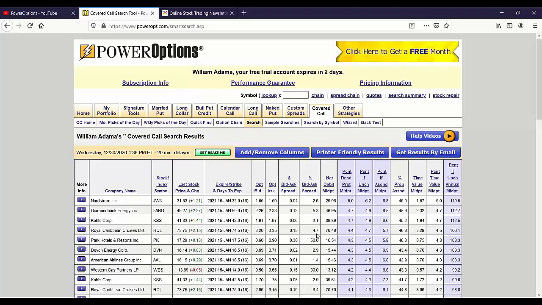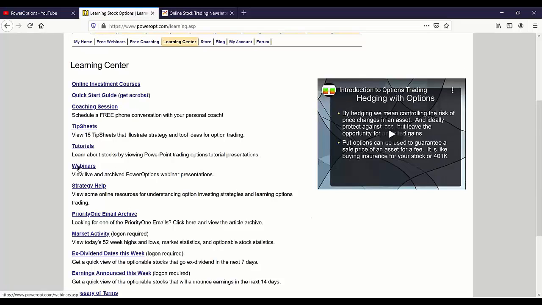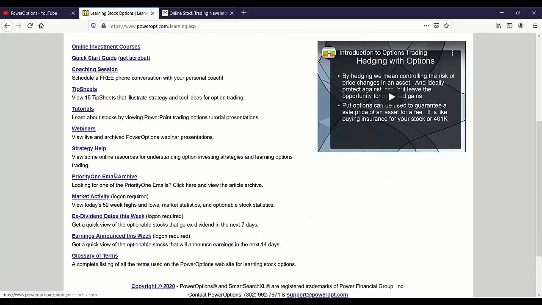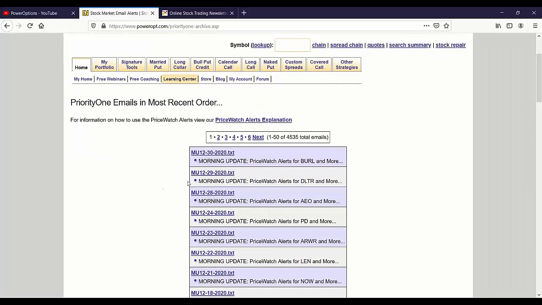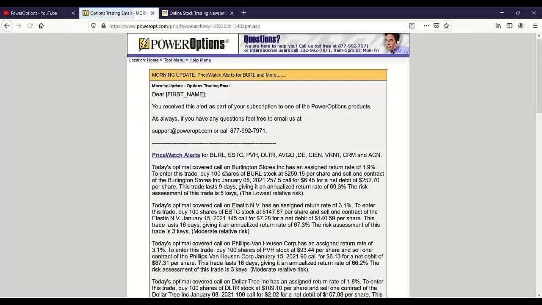Now, as you know, there is something else. In the morning, you receive an email. You might receive an email called the Price Watch Alerts and Morning Updates. Why am I bringing this up? Well, it's because Don used the term optimal in his email. And each one of these selections that comes up, today's optimal covered call, this might be what he's referring to.